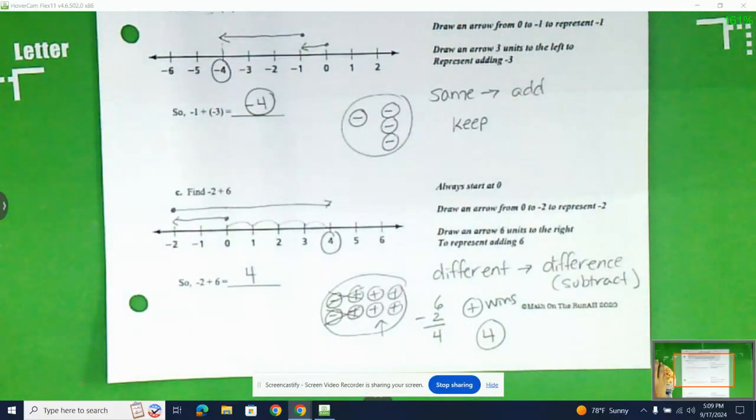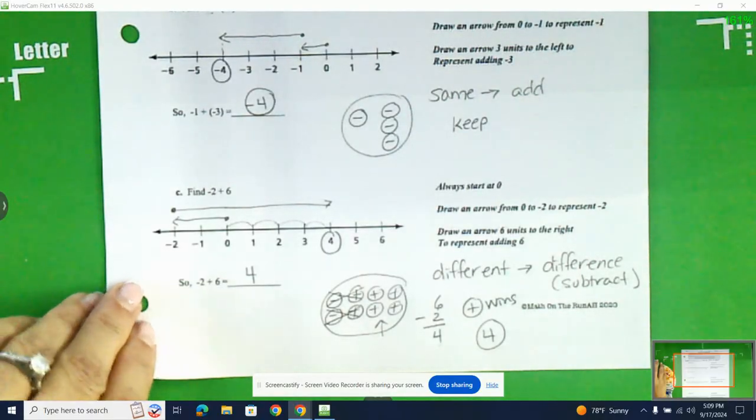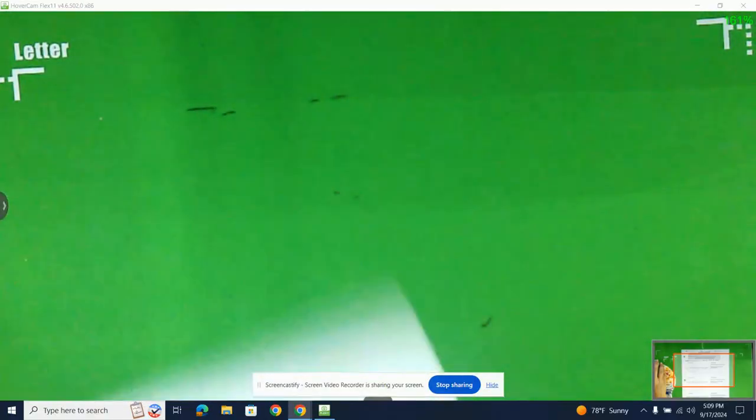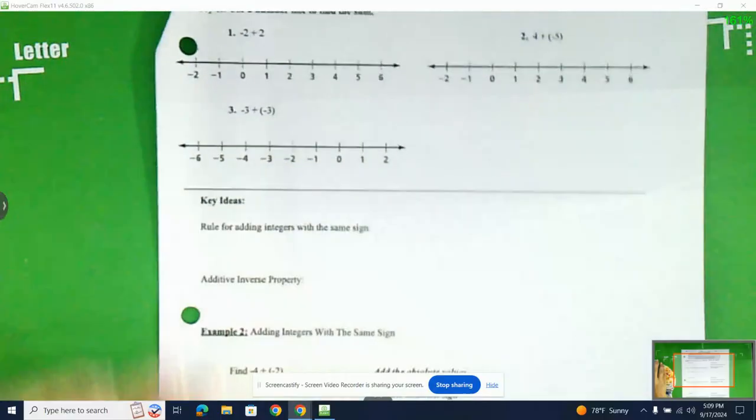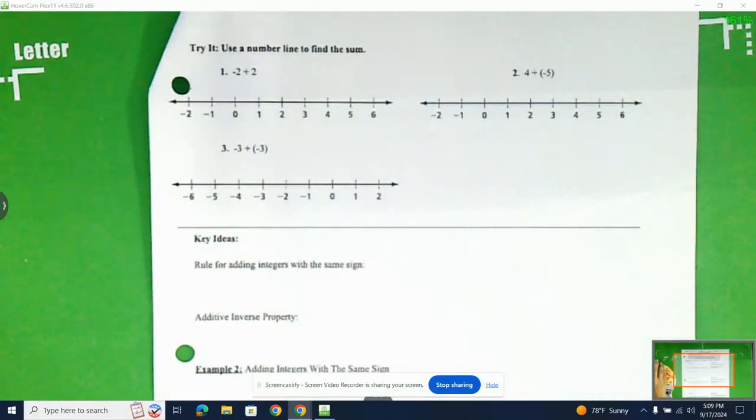All right, I want you to pause this video for a moment and then turn the page and try the other 3 examples using number lines and then also checking your work. Okay, welcome back. If you just completed pausing and working out these number lines and finding the sum, we are going to check our answers together right now.